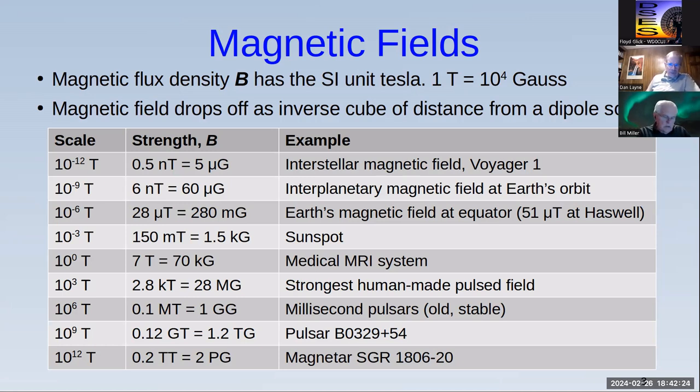The next one is our favorite pulsar. It's the brightest one in the Northern Hemisphere. It's B0329+54, and it runs about a tenth of a gigatesla.